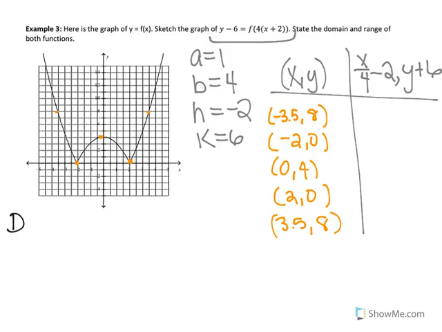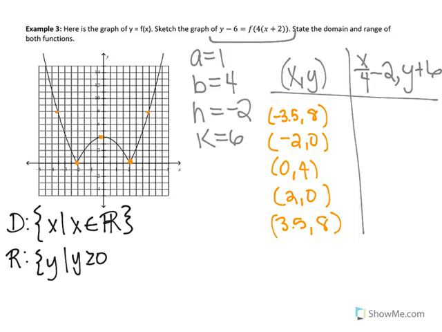Okay, before we change our points and graph, let's do domain and range of this function. So this one's going to be element of the real numbers for our domain. And our range is going to be y is greater than or equal to 0 for all the real numbers.